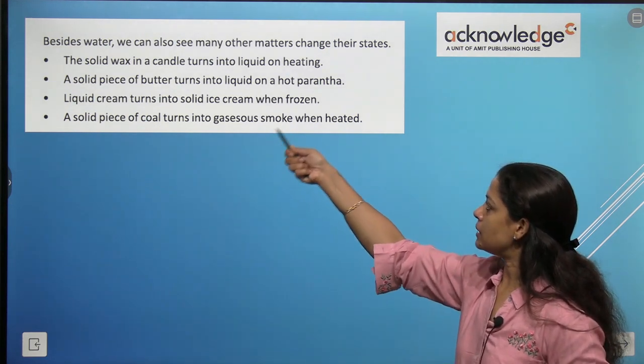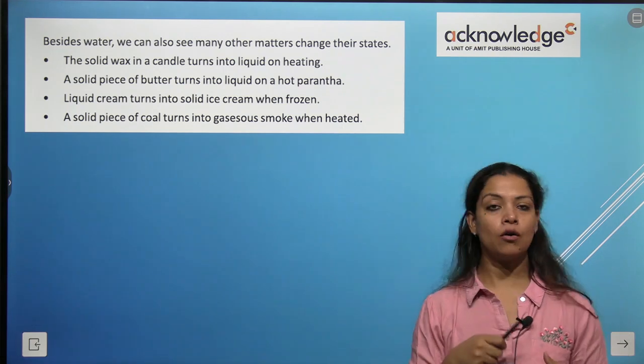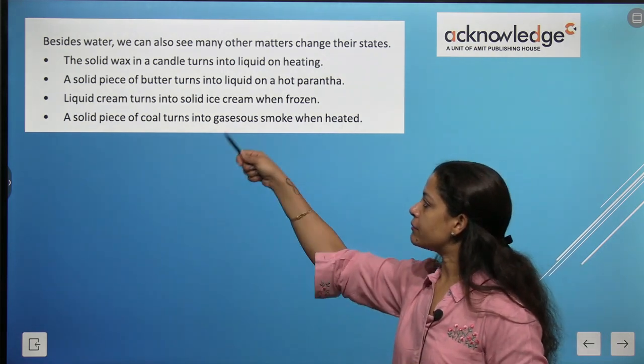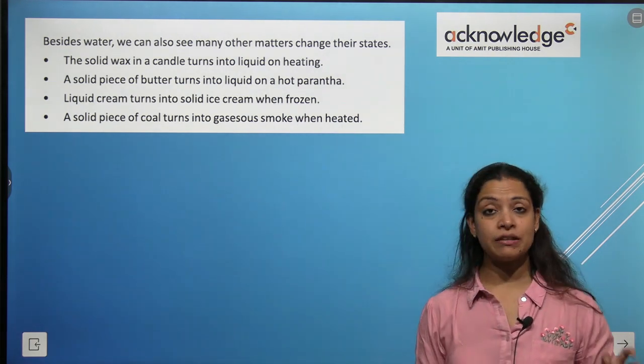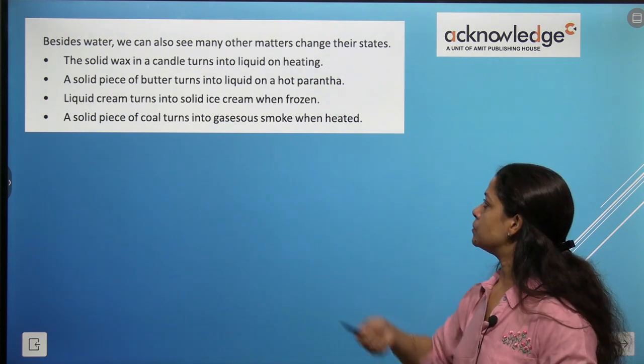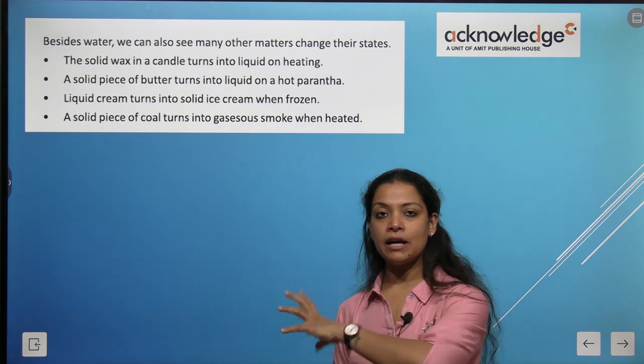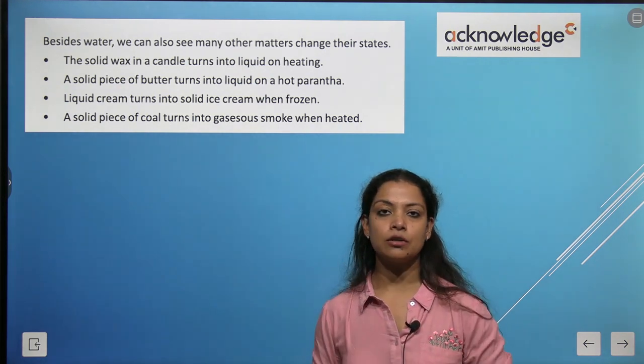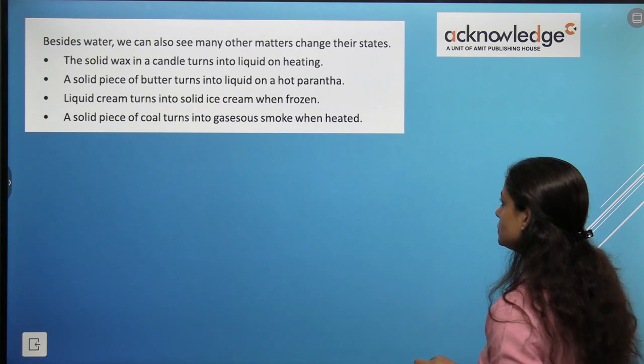A solid piece of butter turns into liquid on a hot paratha, right? Now liquid cream turns into solid ice cream when frozen. A solid piece of coal turns into gaseous smoke when it is heated. So apart from water, these are other examples of change of matter.